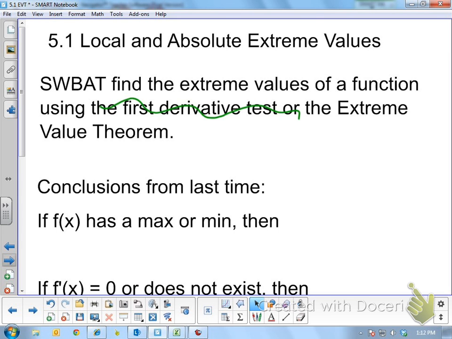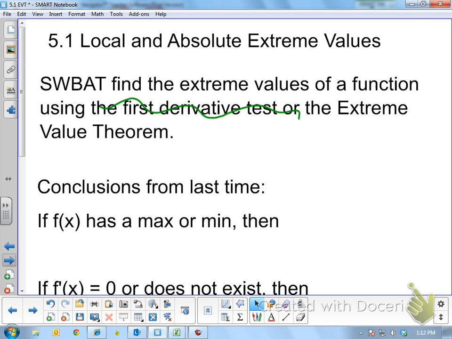So let's go over our conclusions from last time, the whole point of our activity. If f of x has a max or a min, we learned something about the derivative from that information. So when f of x has a max or min, what do we know about the derivative of that function? F prime of x equals 0. The slope equals 0.